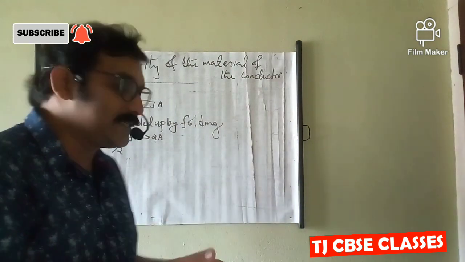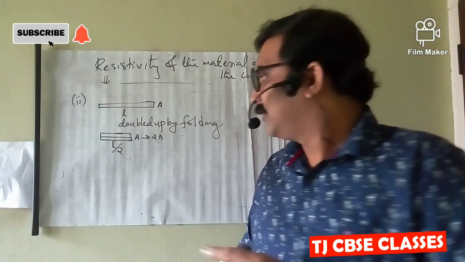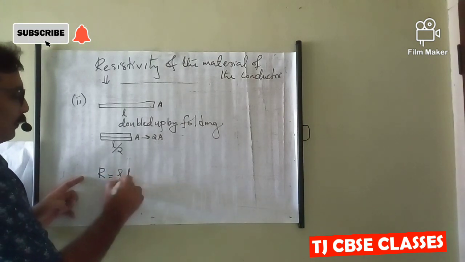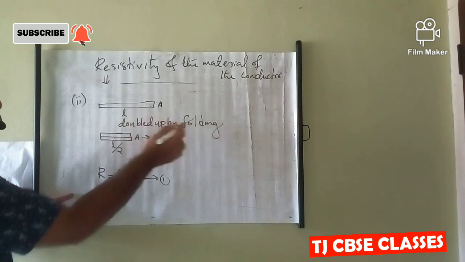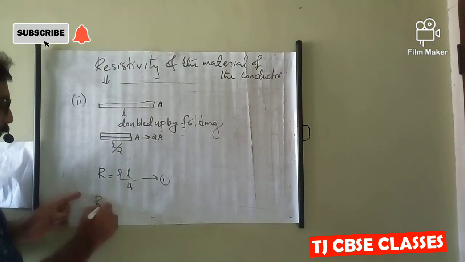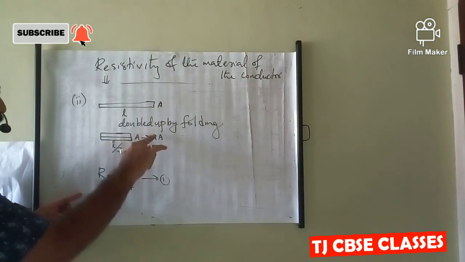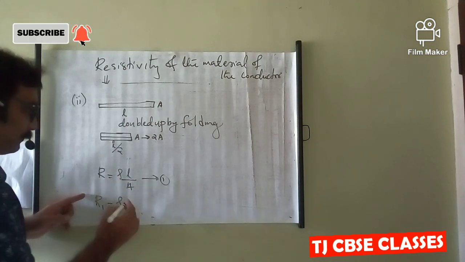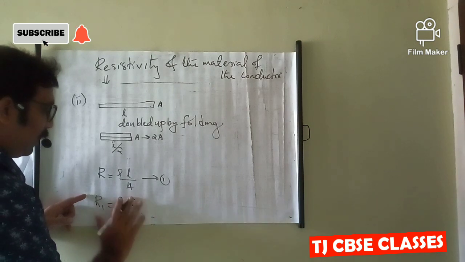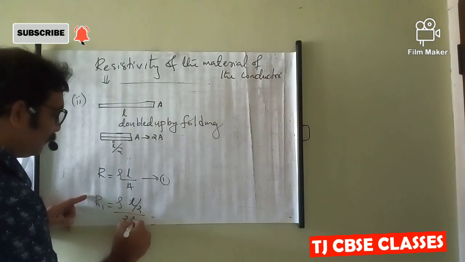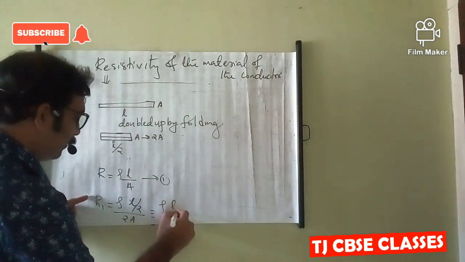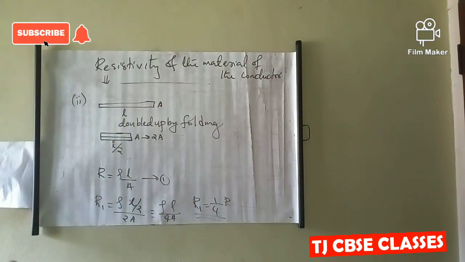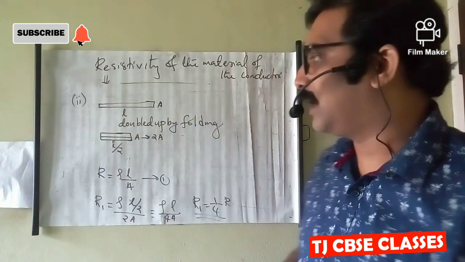If it is doubled up by folding, the area increases 2 times and the length will be half. Then what happens to the resistance? First, resistance R is equal to rho into L by A. After doubling up by folding, the length and the area of cross section are changed, so the resistance also changes. Rho, the resistivity, has no change. So it is rho into L by 2 by 2A. It becomes rho into L by 4A. That means the new resistance R1 will be 1 by 4 times of R.